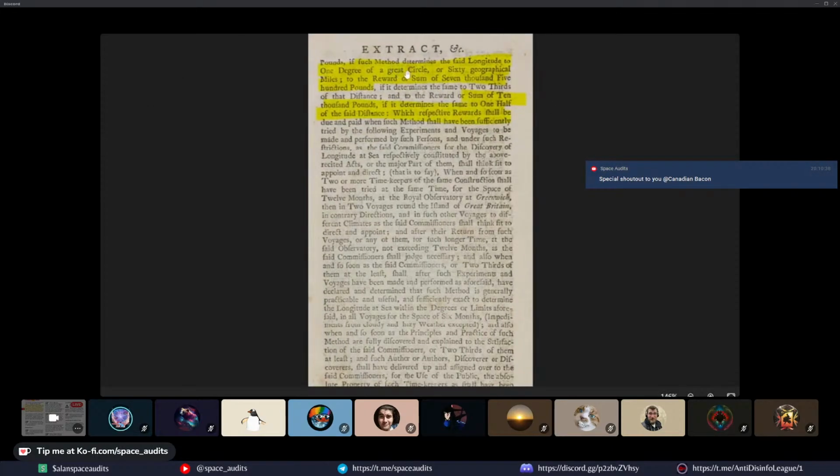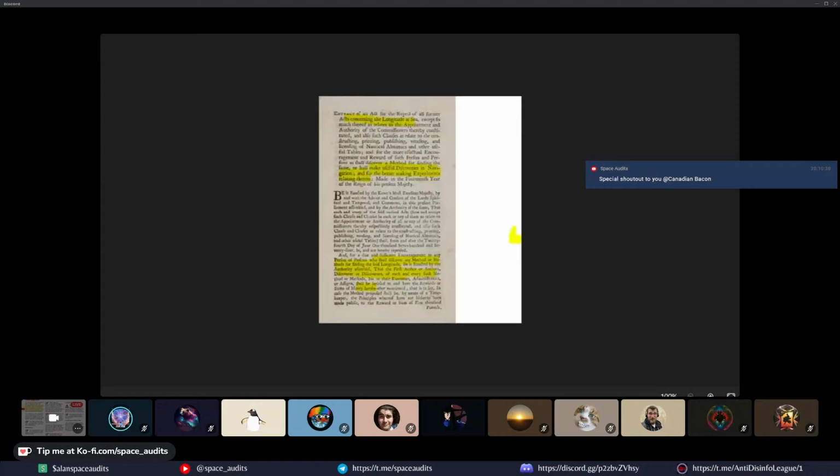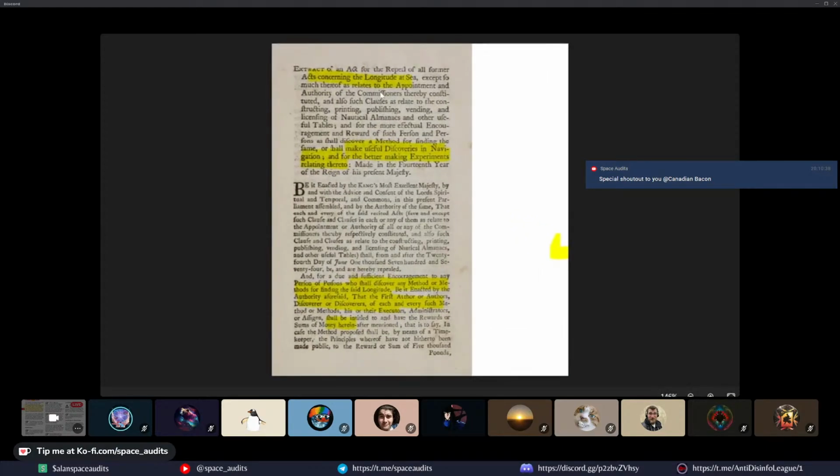So they say, actually, let's start at the beginning. It says, concerning longitude at sea, except thereof as relates to the appointment and authority of a whole bunch of other words and commission to make useful discoveries in navigation and for the better making experiments relating hereto, for anyone who shall discover any method or methods for finding the said longitude, be it enacted by authority, yada yada yada, for each and every such method, sums of money hereinafter mentioned. That is to say, man, it's a lot of words.